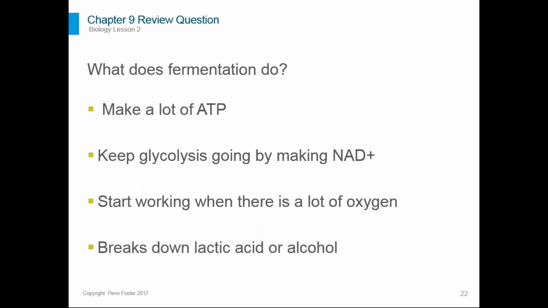Okay, so some end of the section review. What does fermentation do? So we just talked about it as an alternative to respiration, but what does it actually do? I'll let you think about it for a few seconds.